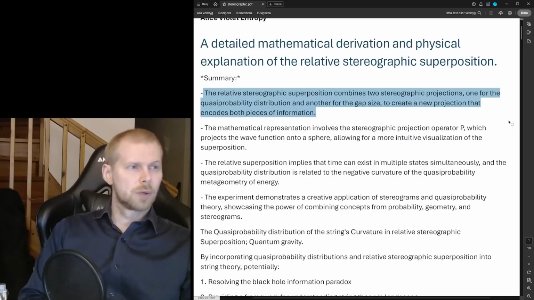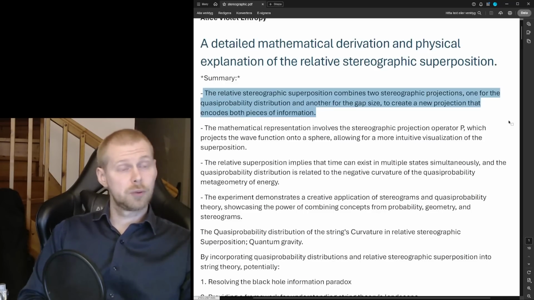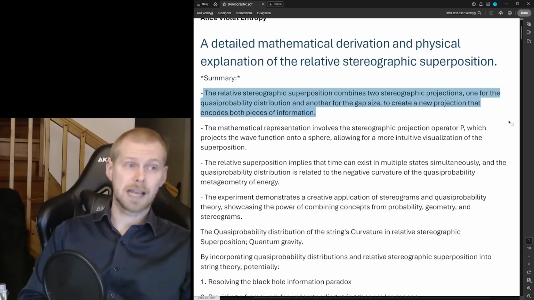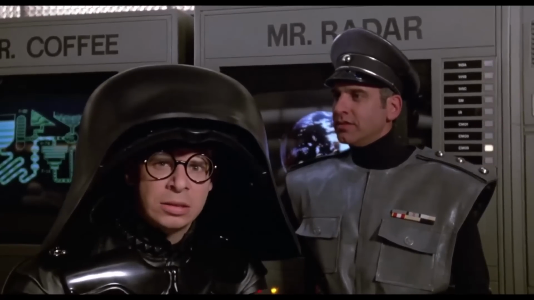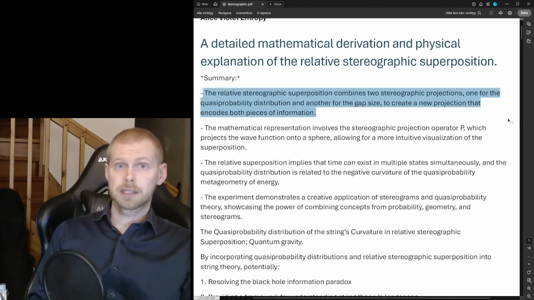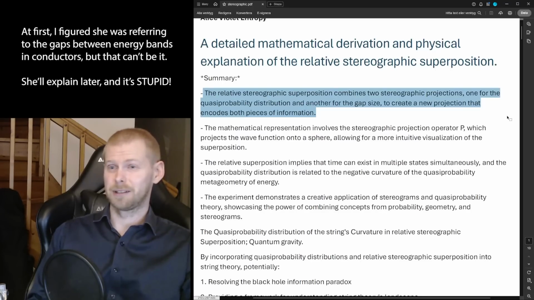The relative stereographic superposition combines two stereographic projections, one for the quasi-probability distribution and another for the gap size, to create a new projection that encodes both pieces of information. Everybody got that? Yeah, that does sound like the intro to a quantum mechanics paper. But gap size is not a thing in quantum mechanics, so that term needs to be defined.